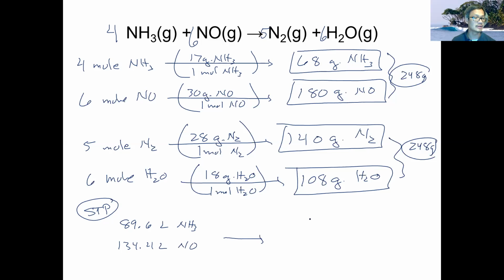And if you mix those two together, you should end up with 112 liters of nitrogen and 134.4 liters of water. Okay, so please make sure you can get these values here. And again, that's only if this reaction is run at STP. The problem did not specify that, so again, you wouldn't be able to work this out. But if the problem had specified STP, make sure then that you can work out the calculation to get these numbers here. Okay.